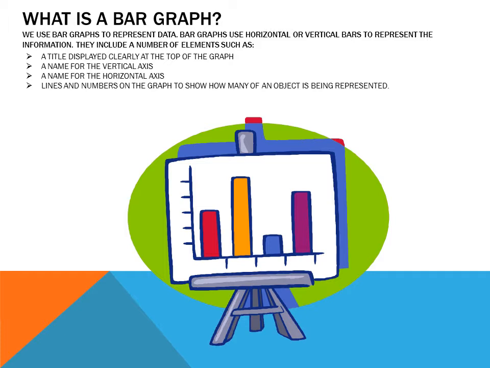They include a number of elements such as a title displayed at the top of each graph, a name for the vertical axis, a name for the horizontal axis, lines and numbers on the graph to show how many of an object is being represented.